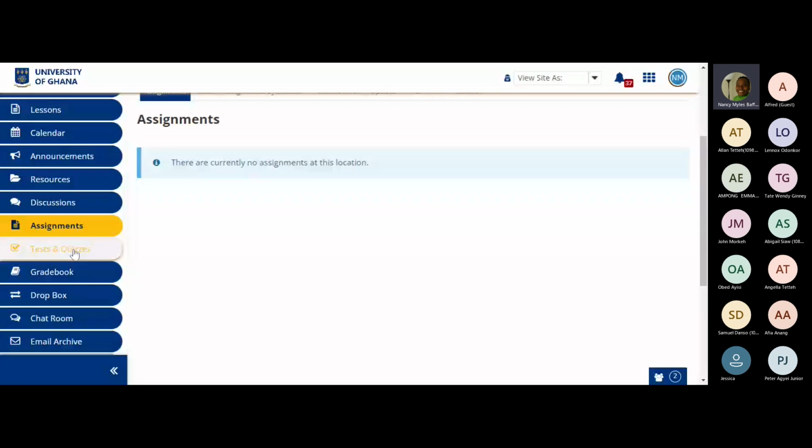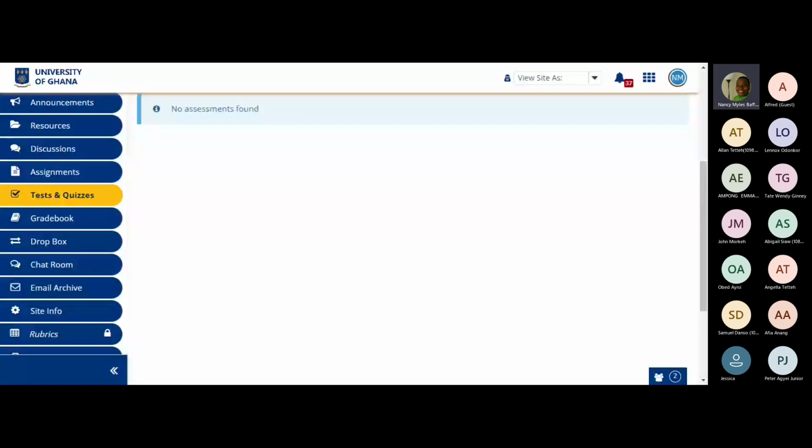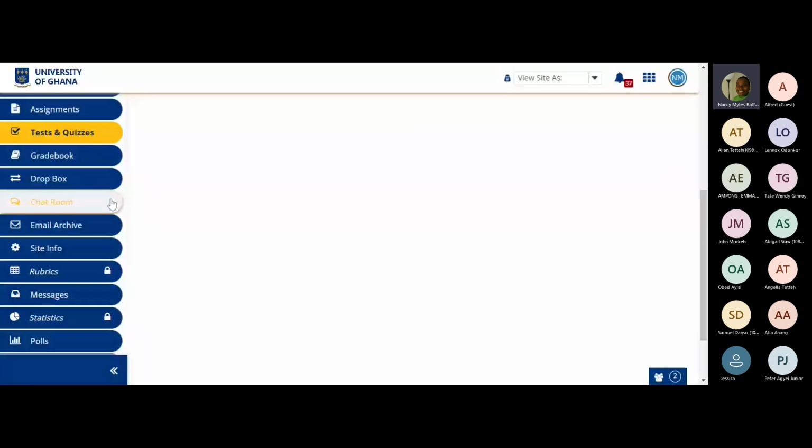Then the midterm and the final exam will be at Tests and Quizzes, which I'm sure you are familiar with now. Assessments at Tests and Quizzes are always timed. So if you are working there, you have to make sure you are working with a good internet. And I think those should be enough.